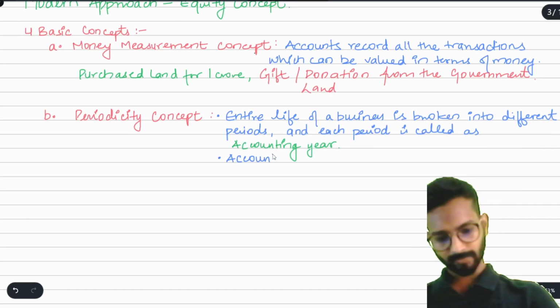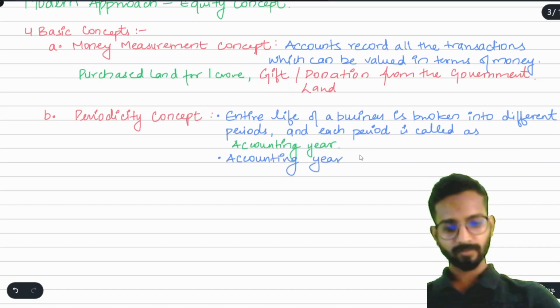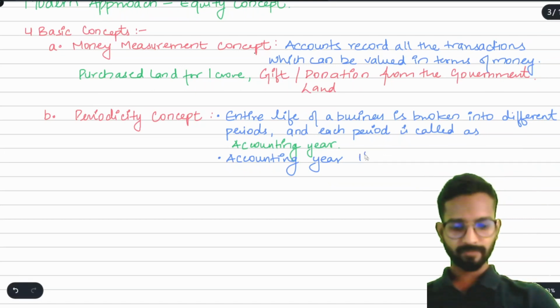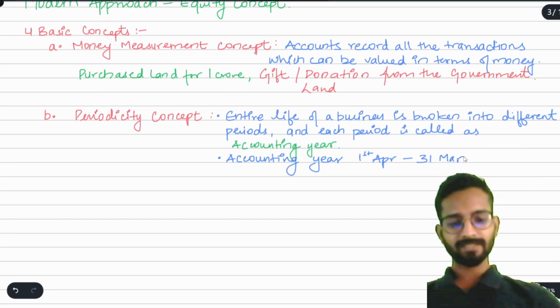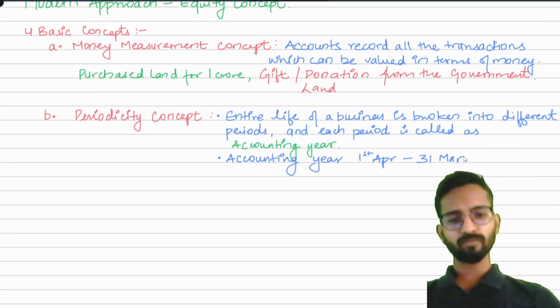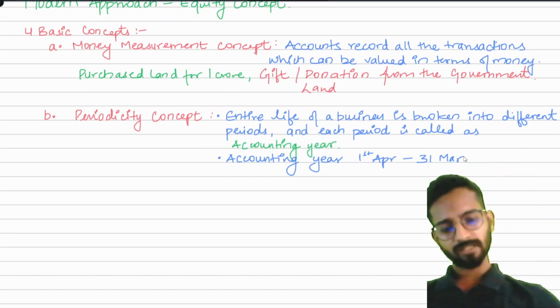Then the accounting year for our country is 1st April to 31st March. See, generally you can take any accounting year, but in most of the cases, this is the year we generally use, 1st April to 31st March. This is also the financial year of our country.